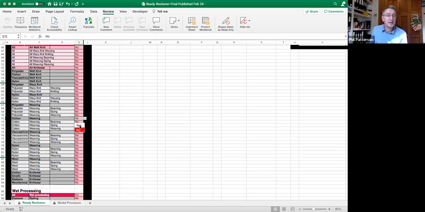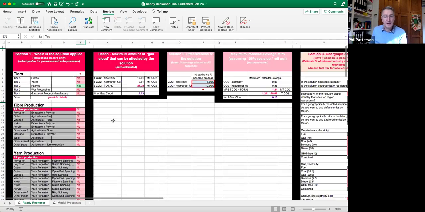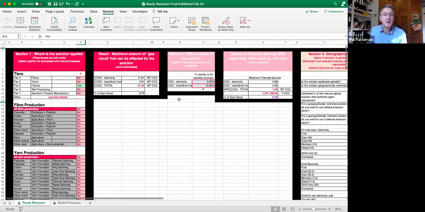You will notice here that we do have sub-processors for weaving, but because this is solar power, which is providing electricity to the whole facility, then we select the main headline figure for cotton weaving. In terms of effectiveness, then, as we mentioned in the introduction, it's going to save 25% of electricity, and it has no effect on heat.